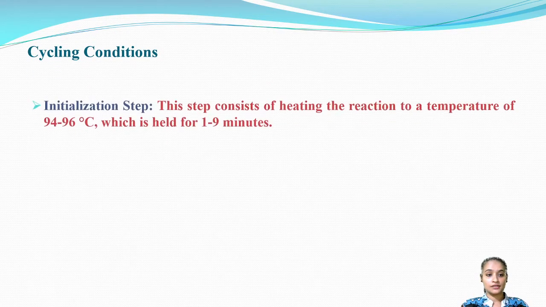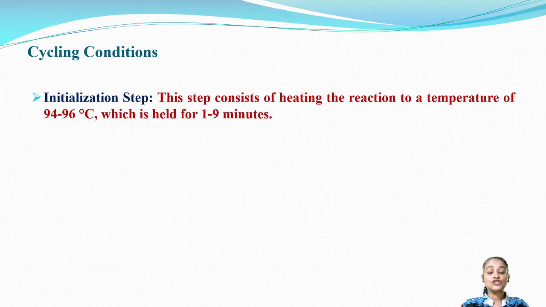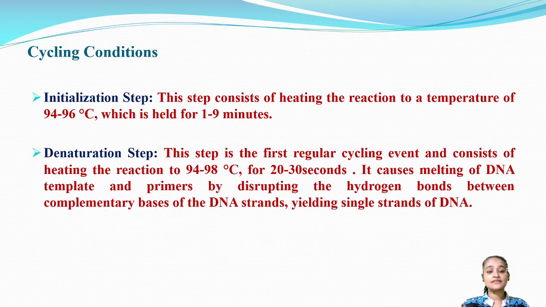Now let us see the different cycling conditions. First is the initialization step. This step consists of heating the reaction to a temperature of 94 to 96 degrees Celsius, which is held for about 1 to 9 minutes. What is the denaturation step? This step is the first regular cycling event and consists of heating the reaction to 94 to 98 degrees Celsius for 20 to 30 seconds.